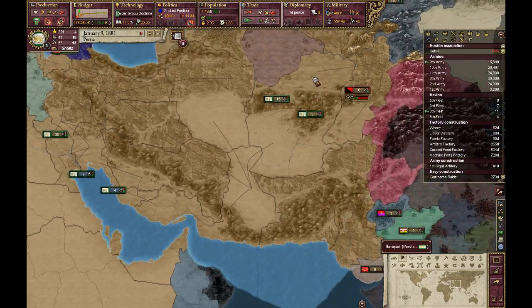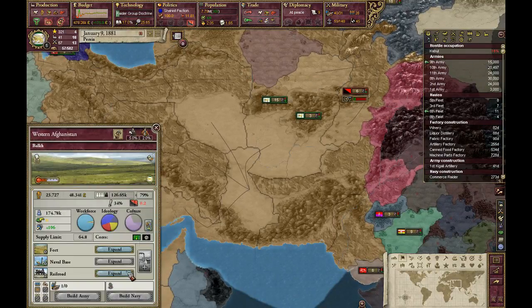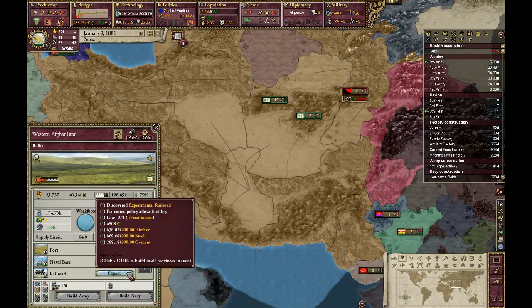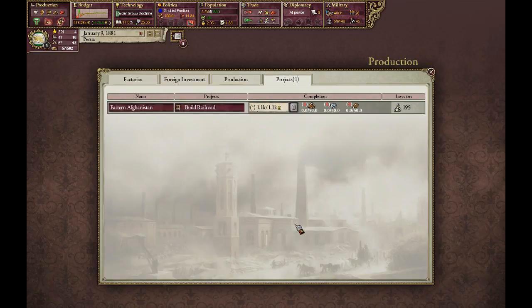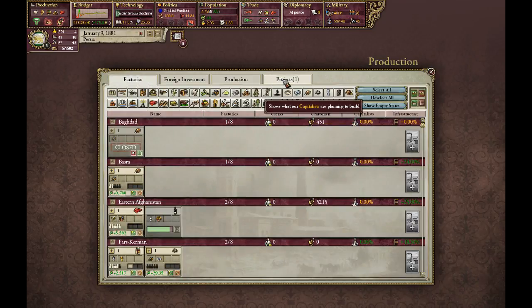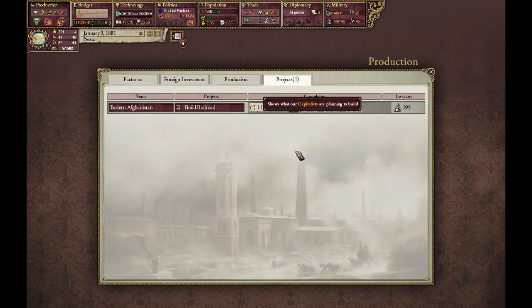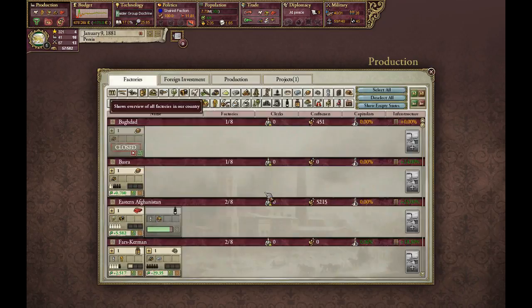If you look at the railroads, for example here, you can see that expanding this railroad costs 4.5k. If you go to the projects tab with production, you can see the railroad costs only 1.1k. So that's like 25% of the original cost you have to pay in interventionism, because you only invest in it for that amount of money.